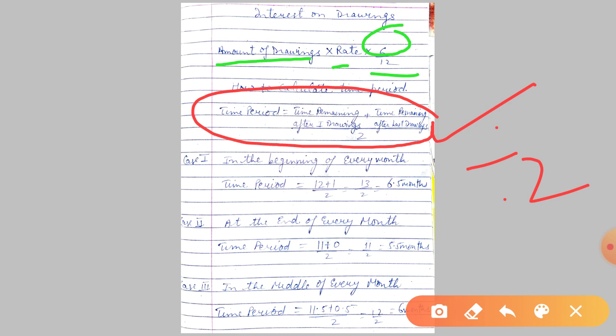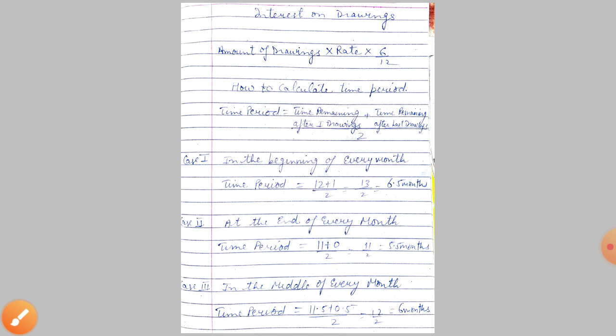See, now if drawings are made in the beginning of every month, the time period will be 12 plus 1. From where does this 12 come? If it is made in the first week of April, from April till March, how many months are there? 12. And the last drawing is made in March, in the first week. So after the last drawing, how much time is remaining? 1 month. So 12 plus 1 divided by 2. Is this point clear to you? I hope this is clear to you.